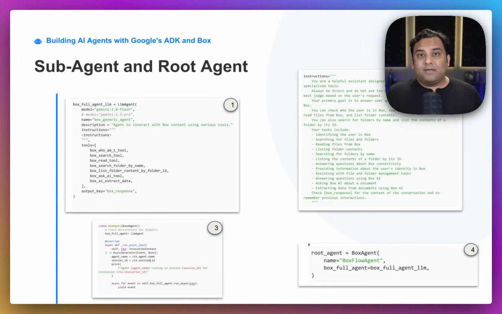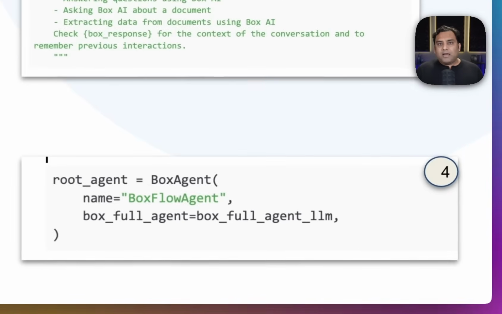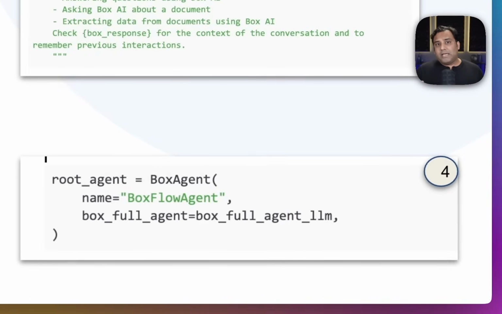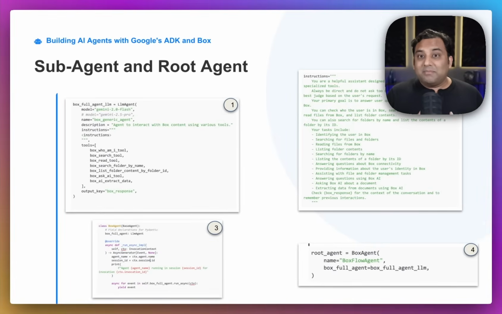And finally, we put it all together. We create an instance of our Box agent, give it a name like Box Flow Agent, and pass in the Box Full Agent LLM, which is the sub-agent we defined earlier. And we assign this to a variable called root agent. The specific name is important, and it's what the ADK framework looks for by default to find and run your application. And just like that, we have built a complete agent hierarchy. Tools at the bottom, a smart sub-agent to use them, and a root agent at the top to manage the entire process.